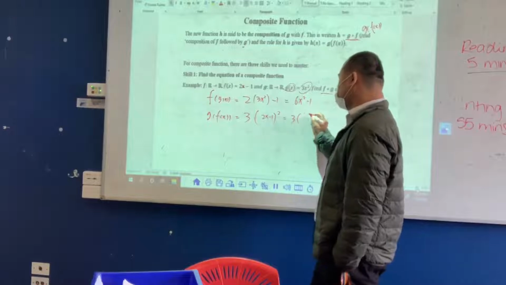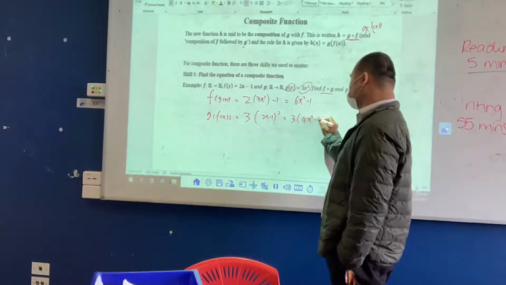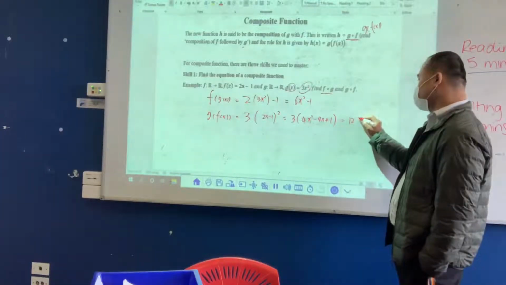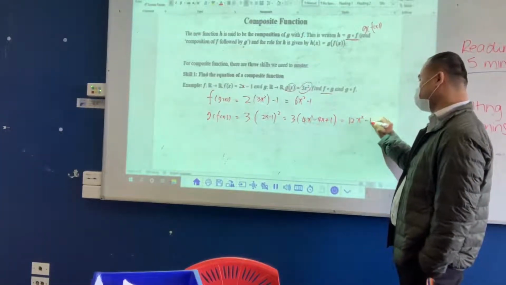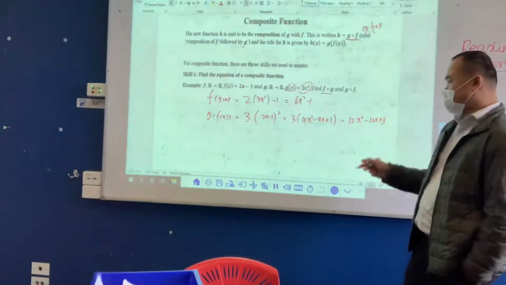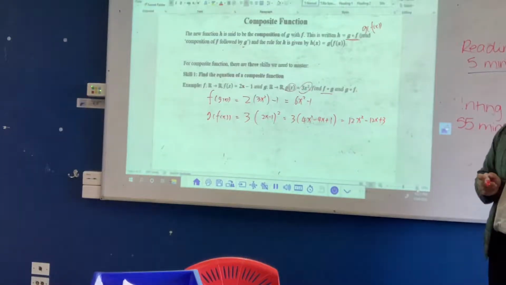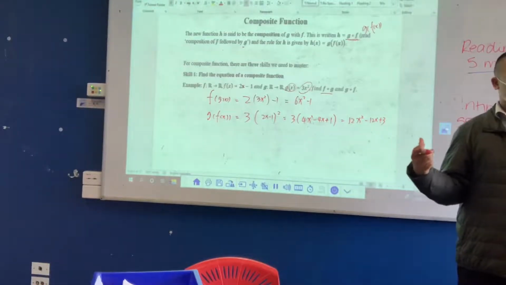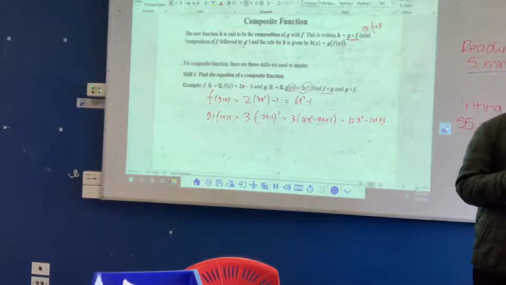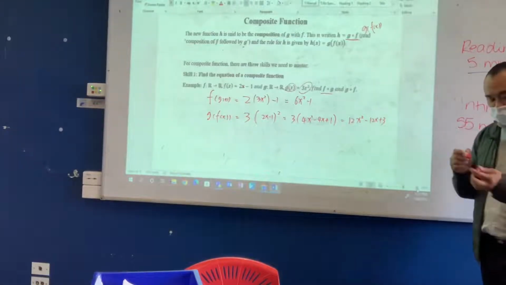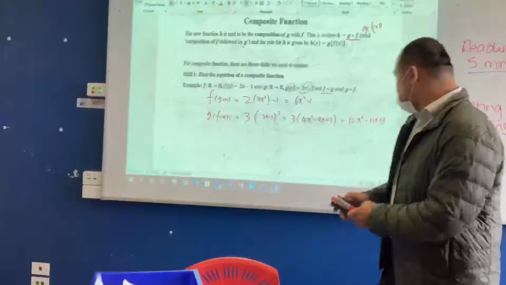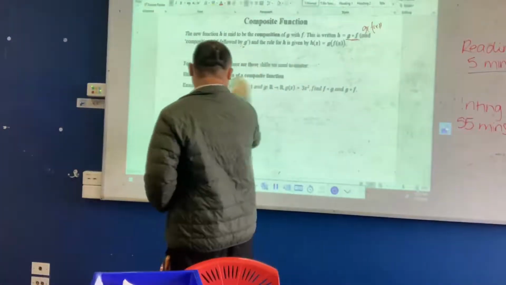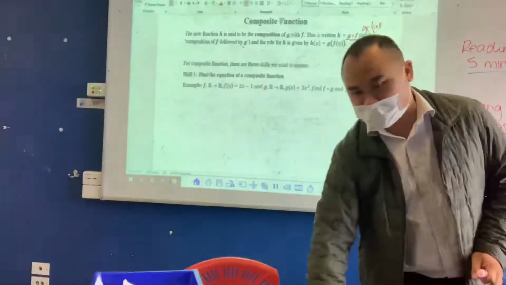So 4x squared minus 4x plus 1, therefore 12x squared minus 12x plus 3. So that is the composite function equation. Raise your hand if it makes sense to you. I don't think skill 1 is too hard. Everyone should be able to get it because we learned that in Year 11 already. Then let's move on to skill 2. You can see that in your booklet as well.